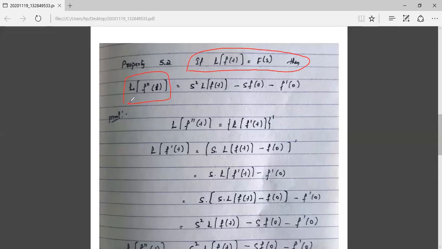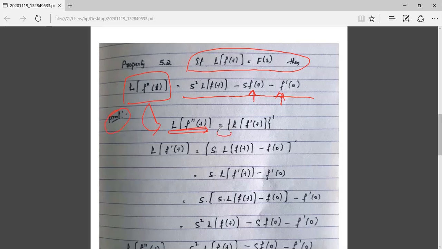the Laplace transformation of the double derivative, that means f double dash of t, is equal to s square times the Laplace transformation of f of t minus s times f of 0 minus f dash of 0. We have to prove this. Proof: first, we take the given expression, the Laplace transformation of f double dash of t, that is the double derivative.